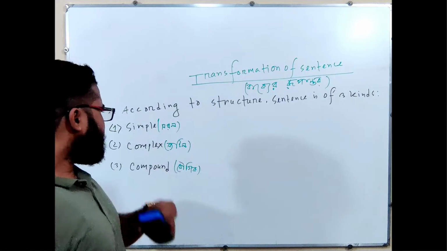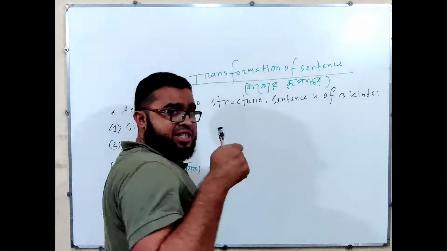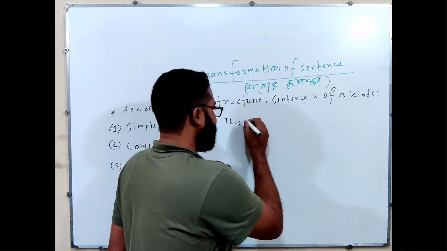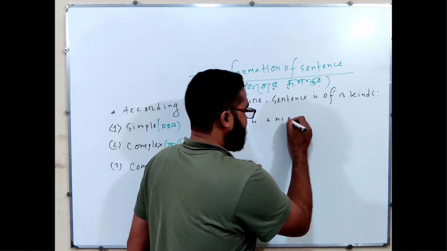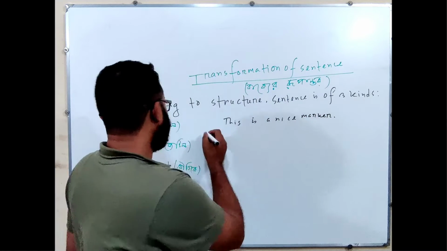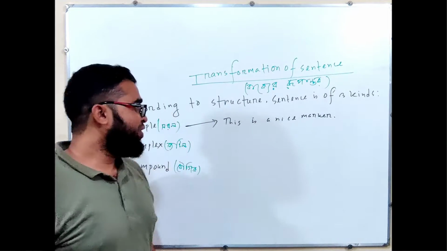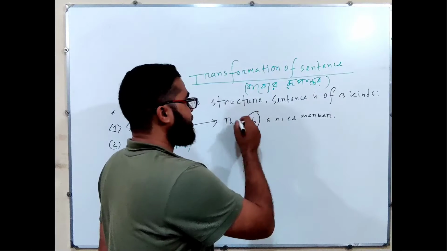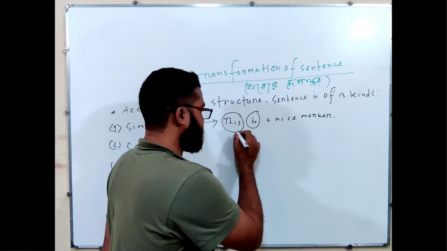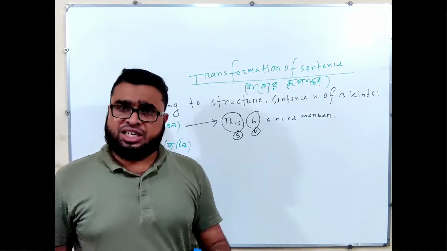So firstly, simple sentence. Let me write down a sentence for you. If I say this is a nice marker, good. This is a simple sentence. Then what do you mean by simple sentence? Look at this. This sentence contains one subject and one verb. One subject and one verb. And if you say one subject and one finite verb, that's okay.